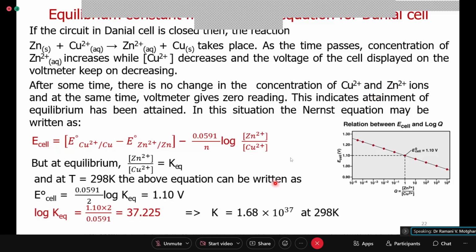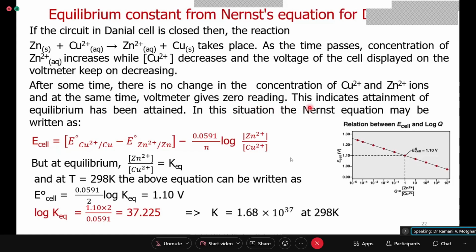So if the circuit in the Daniel cell is closed, then this type of reaction takes place, and we see that there will be deflection in the voltmeter. After some time, there is no change in the concentration of copper and zinc. When equilibrium is attained, at the same time, the voltmeter gives zero reading, when the potentials of both are almost constant, equal.